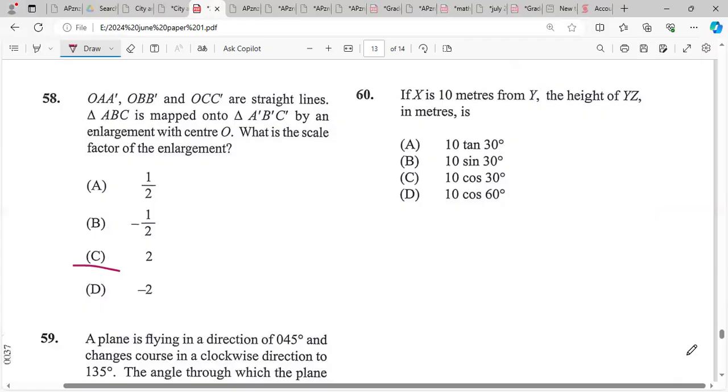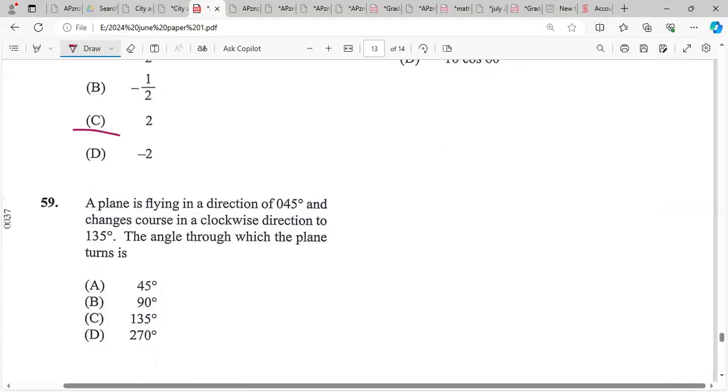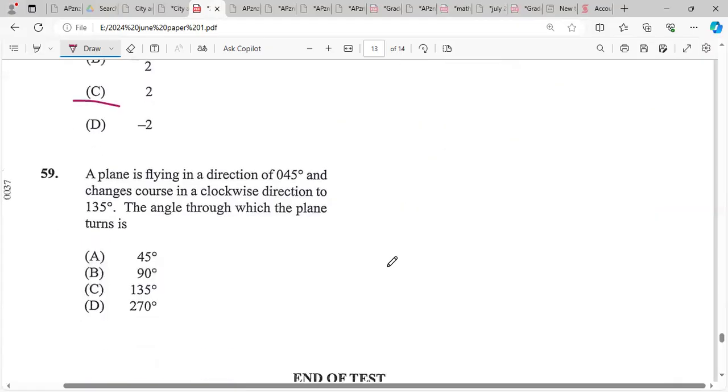59 is a repeated question. A plane is flying in a direction of 45 degrees and changes its course in a clockwise direction to 135. The angle through which it turns is 135 minus 45, which gives us 90.